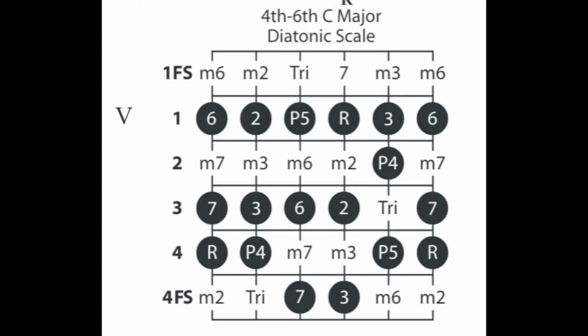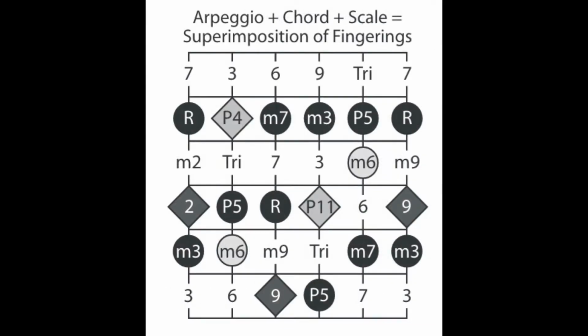Okay, so to the right is the all-important superimposition box. This is the combination of everything. But now, instead of the root note being the root note of the scale, it's the root note of the arpeggio. This is called a chord scale, a scale from the root note of the chord.